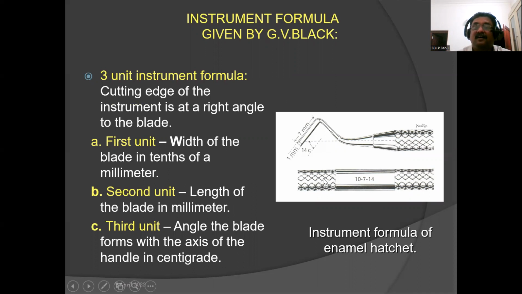Now this is the instrument formula for the hatchet. Different instruments can have different formulas. When you tell this number to a manufacturer, if you want to design your own instrument, but you want this 10 to be slightly more, you can make it 20, so you'll have a tip diameter of 2 millimeter. Then 7, you can reduce to 5, and 14 you can reduce to 12. So according to your needs, you can communicate with your manufacturer or the operator.